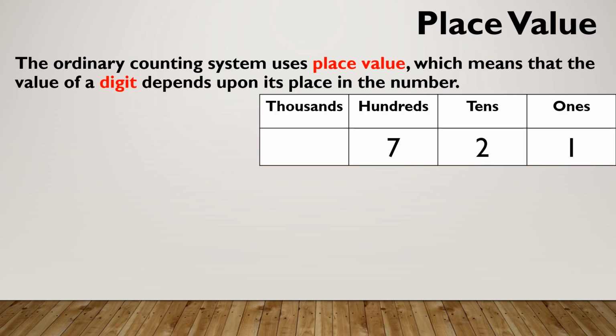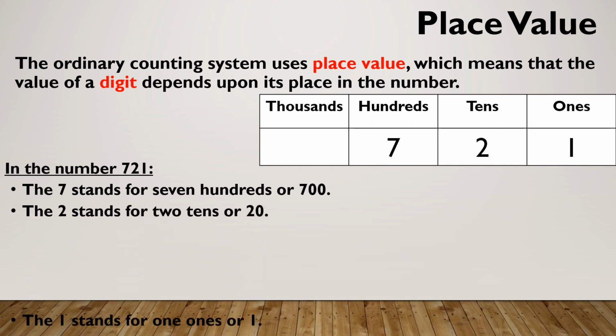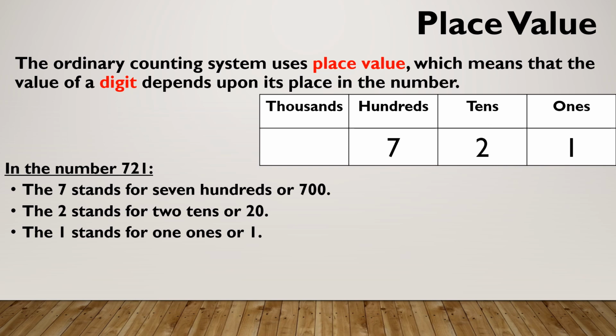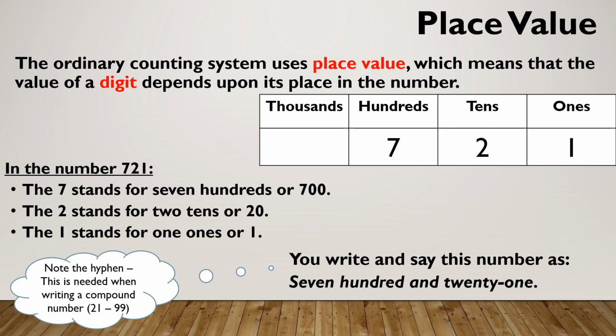The ordinary counting system uses place value, which means that the value of the digit depends upon its place in the number. Now we use a counting system called base 10, and we're going to look at that now. So in this particular number, we've got 7 hundreds, 2 tens, and 1 one, or sometimes called units. So we would write and say this number as 721.